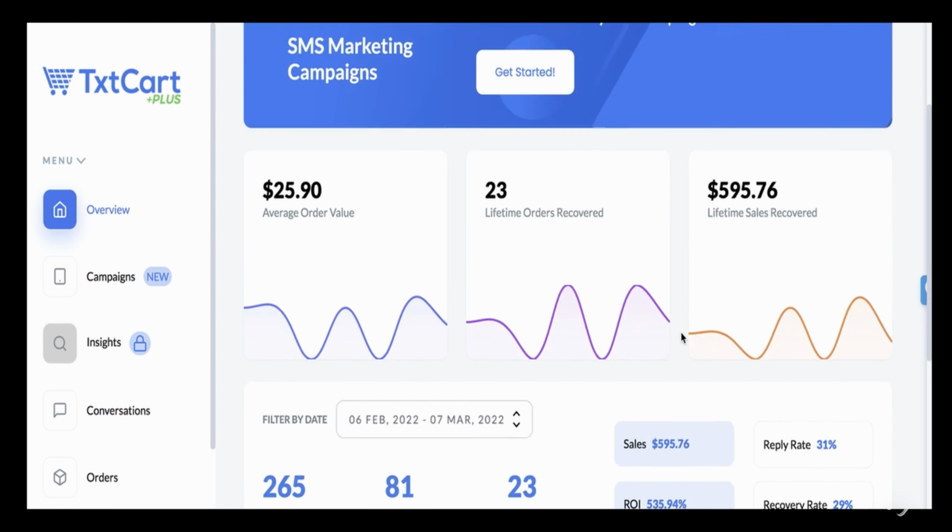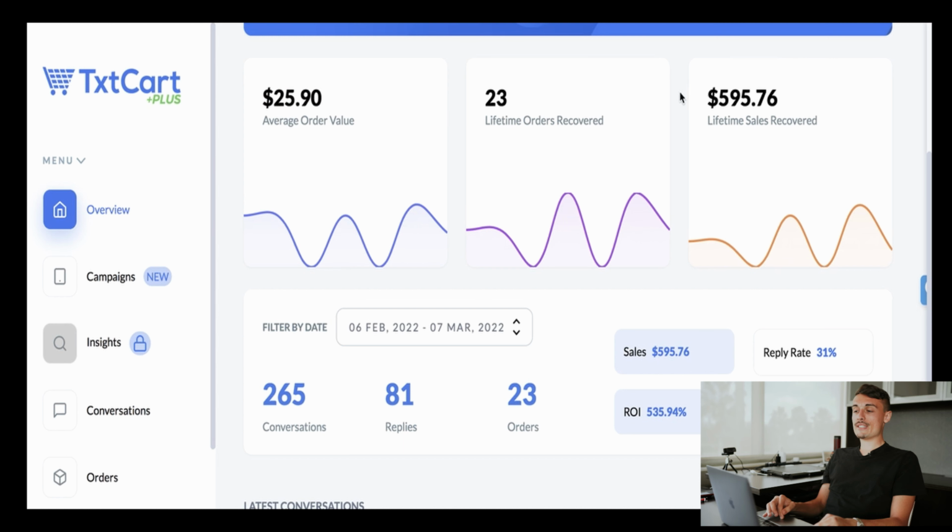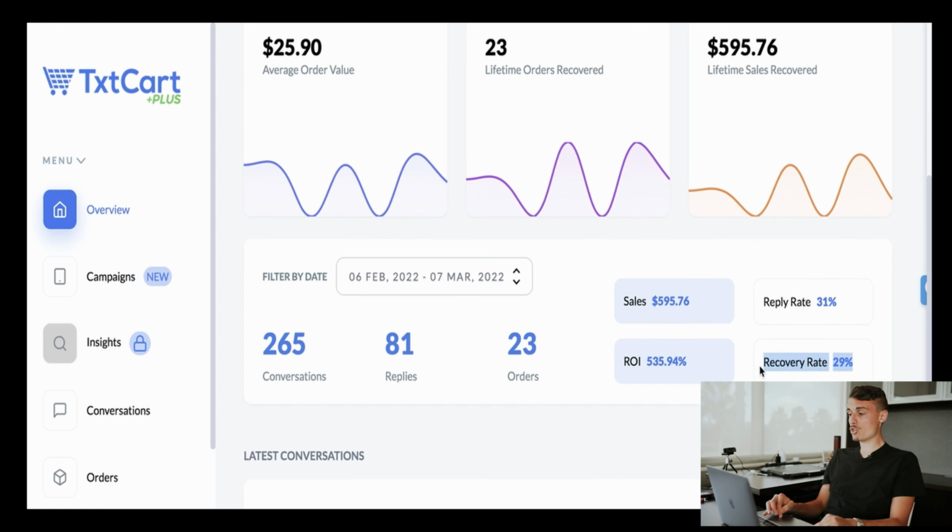And here's the last store. This is a store that we just launched about 2.5 weeks ago. I would say actually about a month and 1 week ago. So about 4 to 5 weeks ago. Their average order value is a lot lower, but they've already recovered $600 in lifetime sales and a 29% recovery rate.